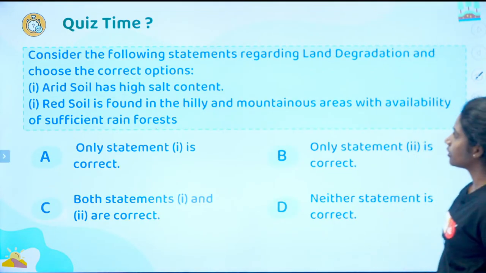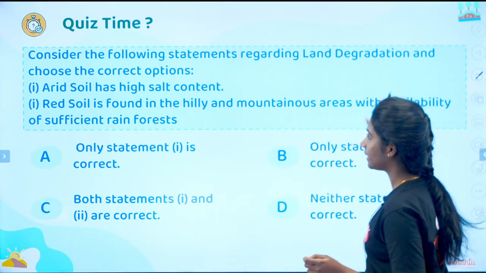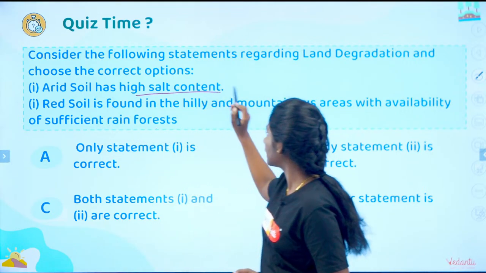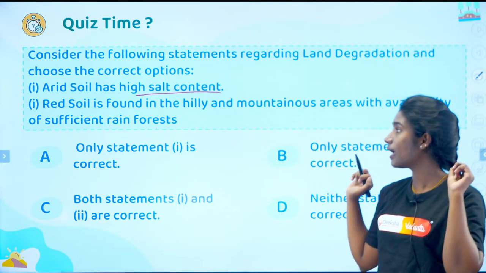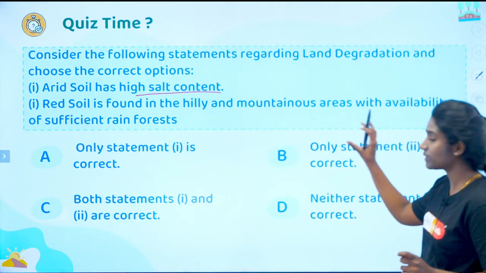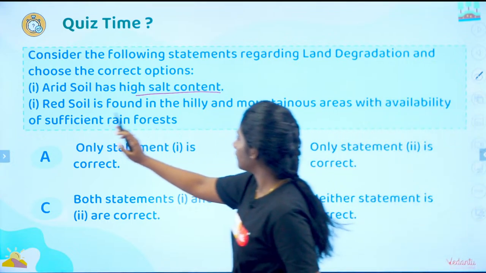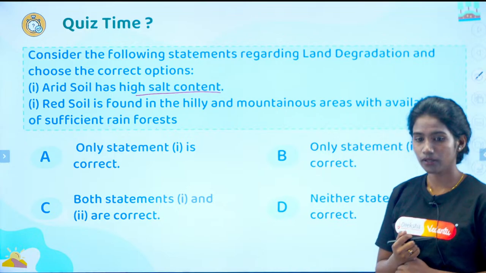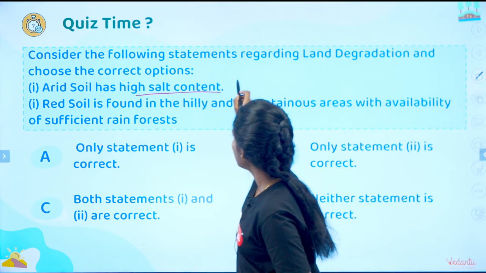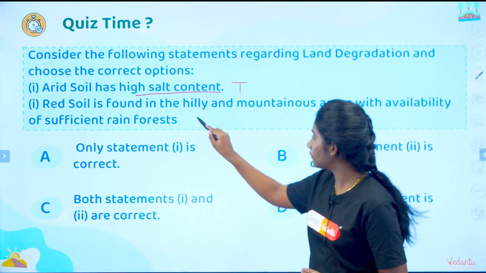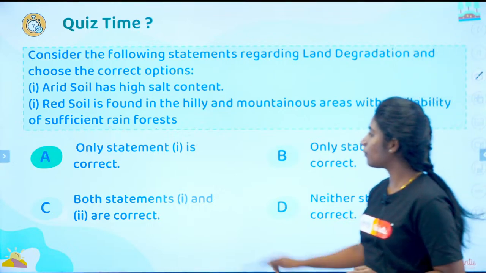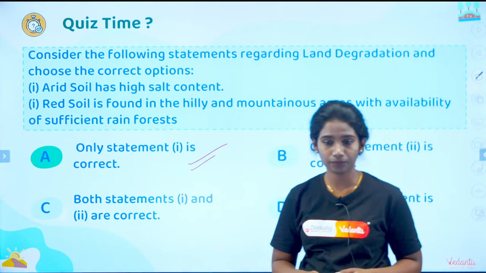Okay, fine. So, now consider the following statements regarding land degradation and choose the correct option. The first says arid soil has got high salt content, and the next statement says the red soil is found in the hilly and mountainous area with availability of sufficient rainfall. So, see, over here, the first is true, whereas this one is false. Okay, so option A is the right answer.